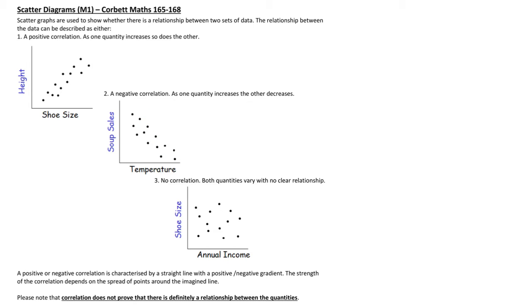But quite often as well, then there's no correlation at all. So the points on the graph are just randomly assigned with no real pattern. And things like that could be the annual income and your shoe size. So they've no correlation at all, no real link, and there's no pattern at all. So that's no correlation. So a positive or negative correlation is characterized by a straight line with a positive or negative gradient. And note that correlation does not prove that there is definitely a relationship between the quantities.